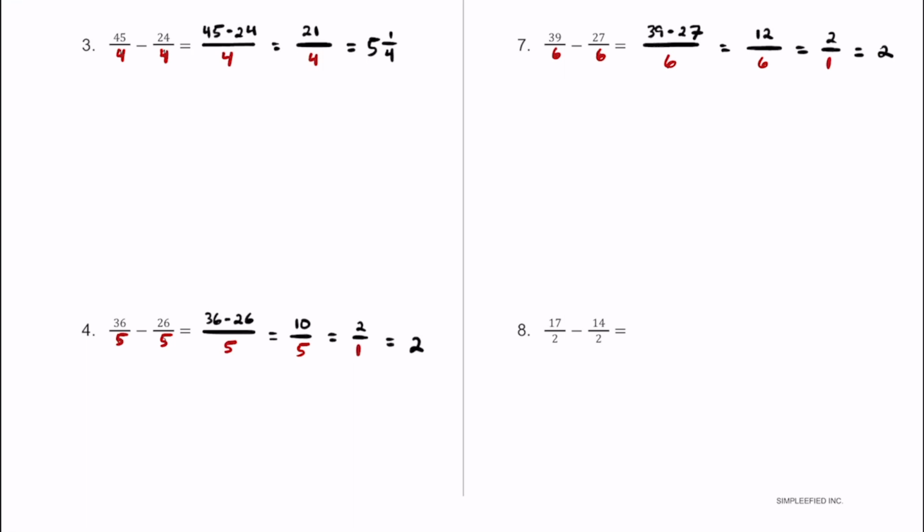Okay. For number 8, we have 17/2, and we're going to be taking away 14/2. So we have a common denominator of 2. Let's go ahead and put the 2 on bottom and subtract 17 minus 14. Now 17 minus 14 is really just 3, so we have 3 over 2, which is our most simplified answer here, but as a mixed number, this is going to be 1 1/2, just because 3/2 is the same thing as 1 1/2.